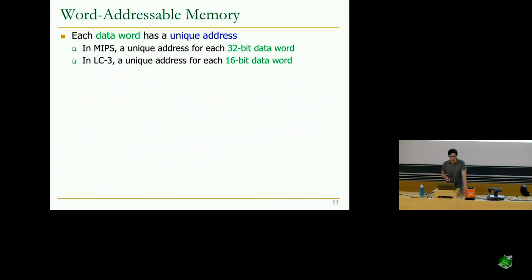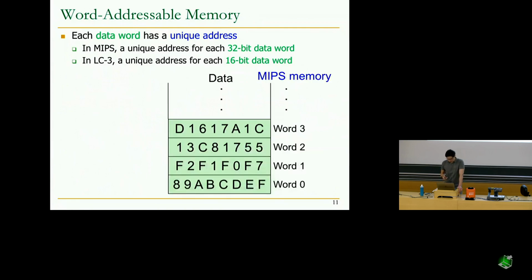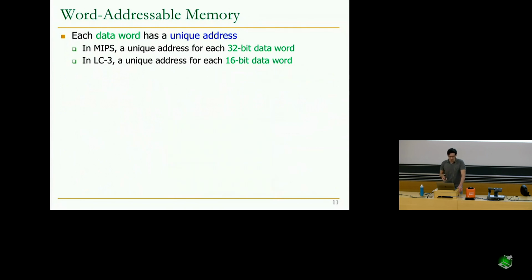For example, in a word addressable memory, each data word has a unique address. In MIPS, if we consider that MIPS can have a word addressable memory, we are going to have 1 unique address for each 32-bit data word. In LC3, we have 1 unique address for each 16-bit data word.